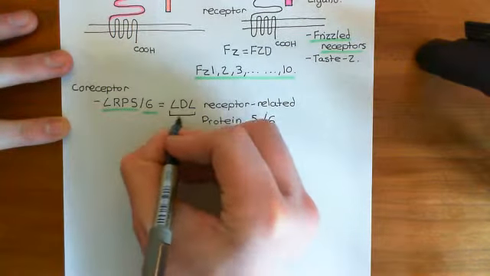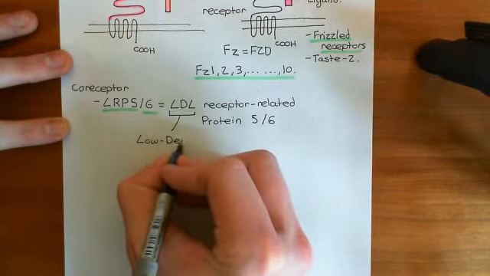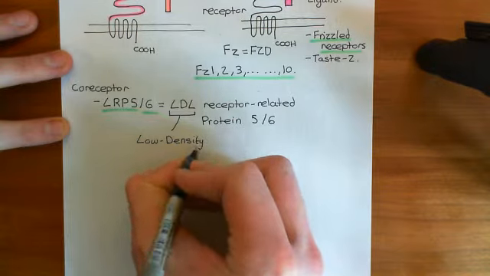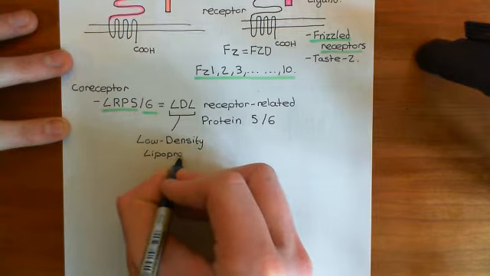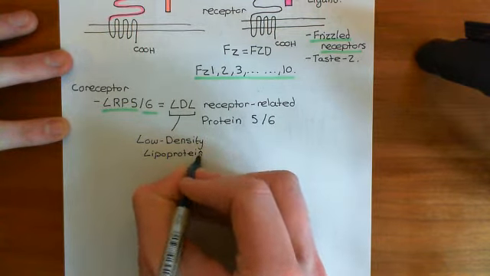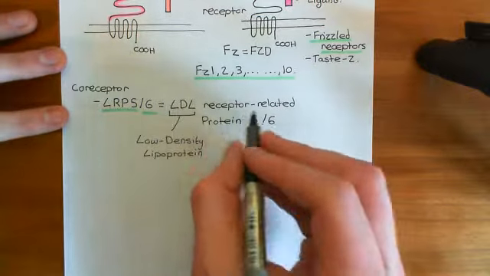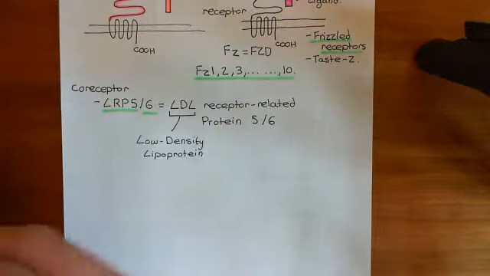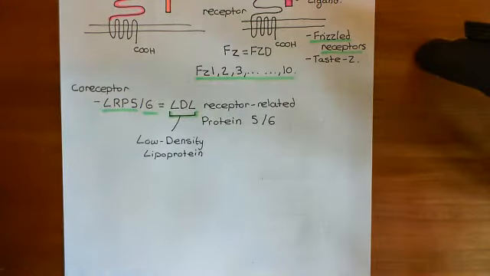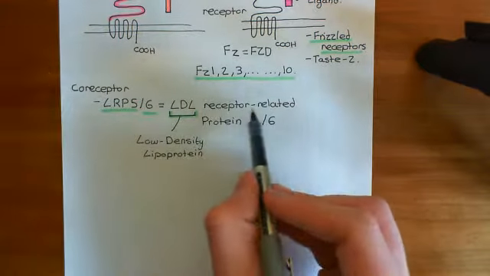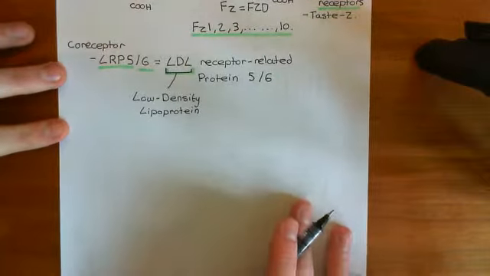I think I should at least once write out what LDL stands for. It stands for low-density lipoprotein, and you might think, oh goodness, what's that got to do with all of this? Well, these proteins, LRP5 and LRP6, have a very similar structure to the receptor for low-density lipoprotein that you find, for instance, on liver cells. So that's why they are called the LDL receptor-related proteins. That's the origin of their names.